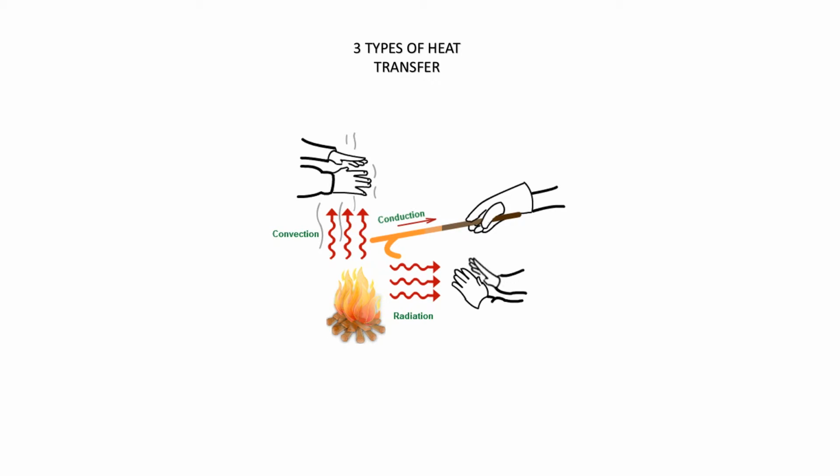Heat transfer occurs 3 ways: conduction, convection, and radiation. Conduction is the flow of heat through a solid or between 2 objects touching. Convection is the flow of heat through the motion of molecules in a fluid. Radiation is the flow of heat by electromagnetic waves.